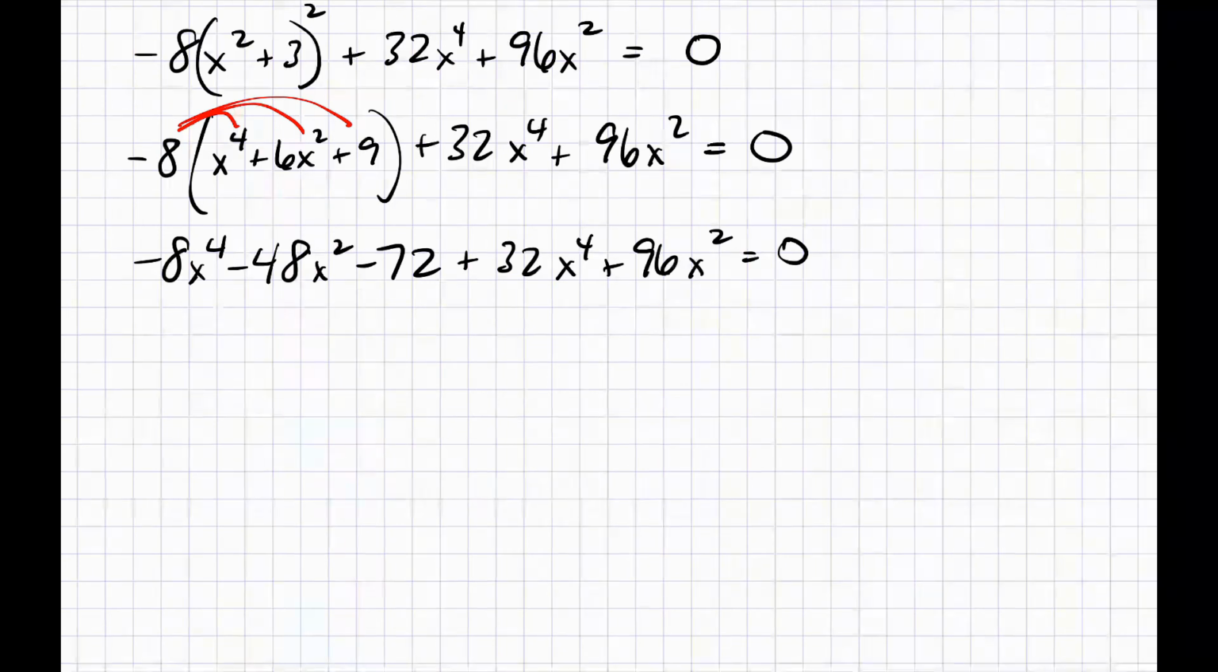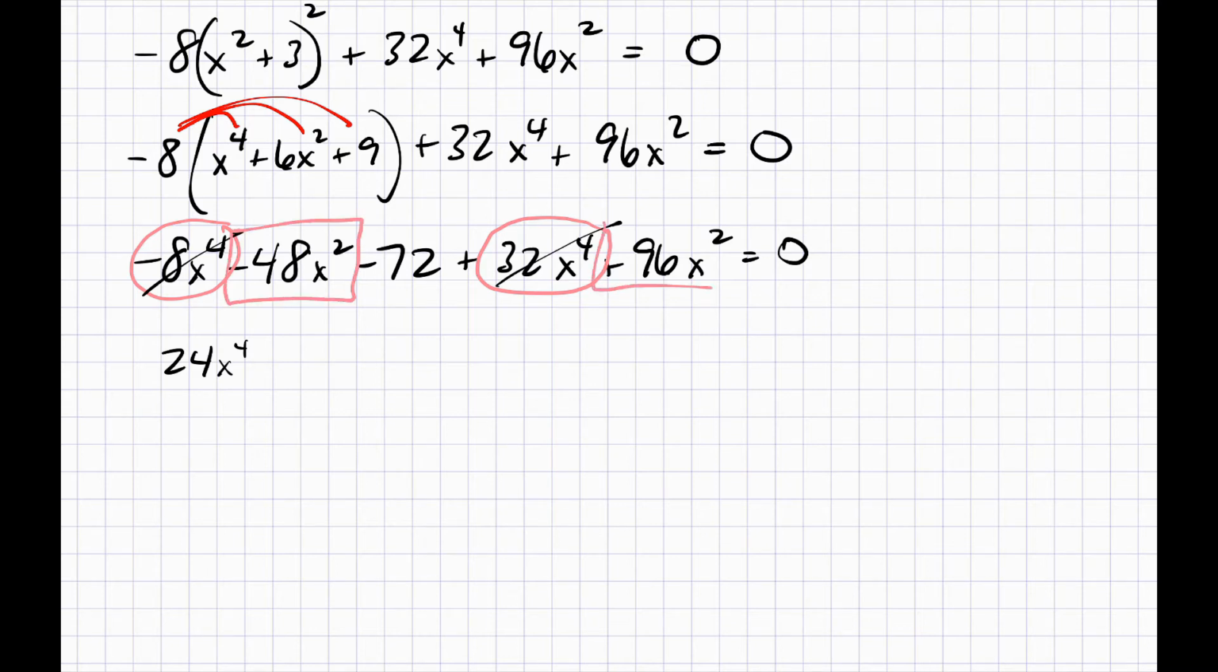So combine the x to the 4ths. We got x to the 4th here and x to the 4th here. When I combine those two, we get 24x to the 4th. Combine the x squareds, and I get positive 48x squared, and then negative 72 equals 0.